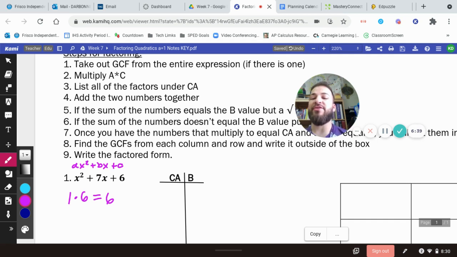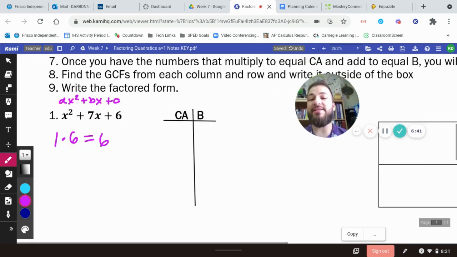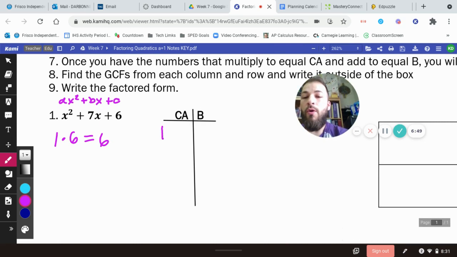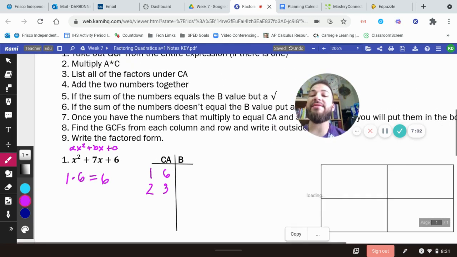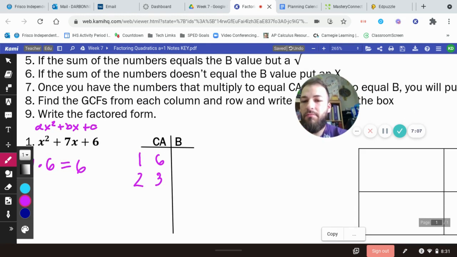So now we want to find factors of 6. Remember, factors are two numbers that multiply together to get my number. So some factors of 6 would be 1 and 6 and 2 and 3. 1 times 6 is 6, 2 times 3 is 6. Those are the only factors of 6. Next step, I want to add the two numbers together. So 1 plus 6 is 7. 2 plus 3 is 5.